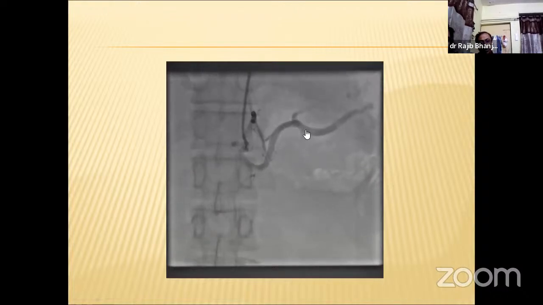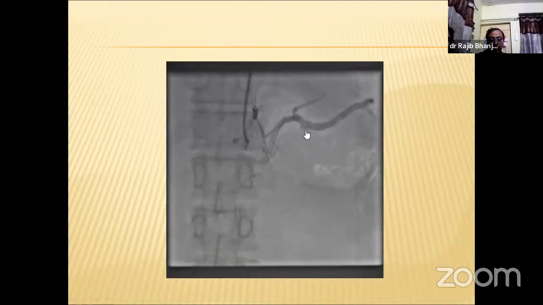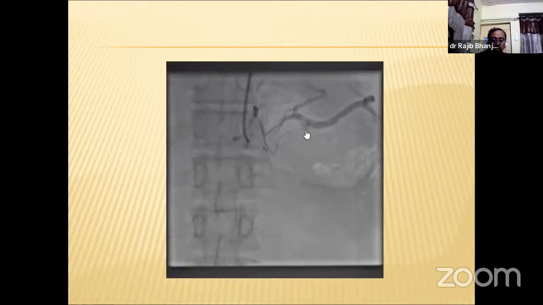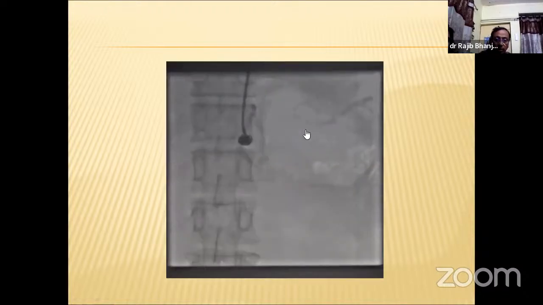Then again, after 3-4 days, the patient presented with a massive upper GI bleed, again with cardiogenic shock. The surgeon didn't operate. I asked him, please open and do whatever you can. They told me no, there is so much neovascularization, it is not possible for us. Again, I took the patient to the cath lab.